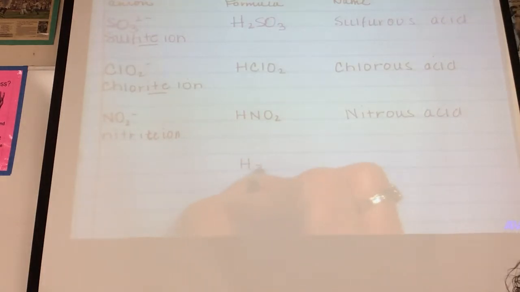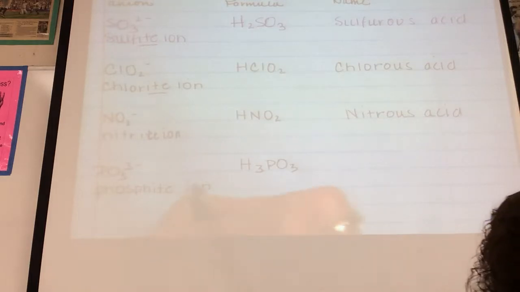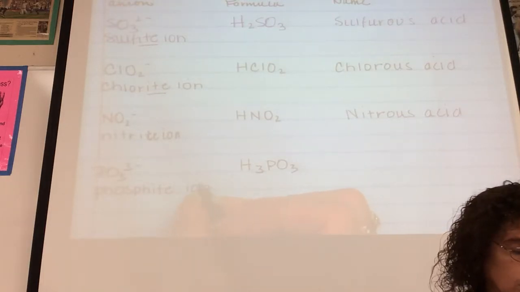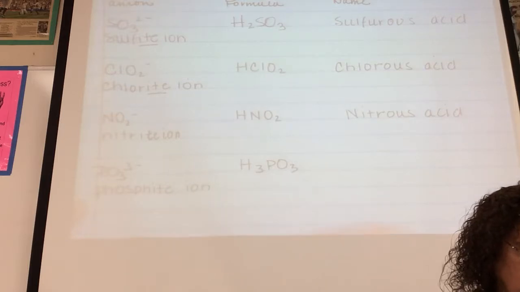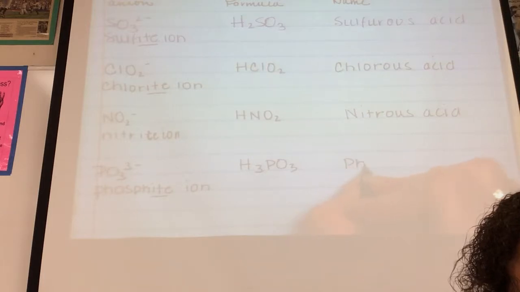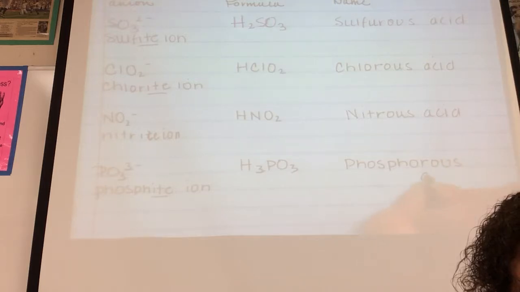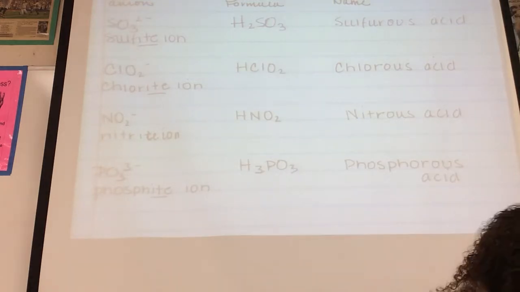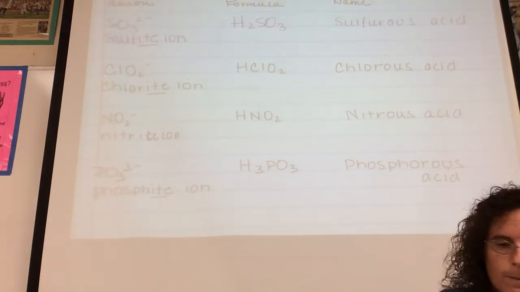And H3PO3. PO3 3 minus is phosphite ion. And you have these on the back of your periodic table. Some of you probably know a lot of them. That's something you really want to get down cold over the summer if you're going to AP. Ite becomes ous, so we have phosphorus acid. Just phosphorus acid. All right.